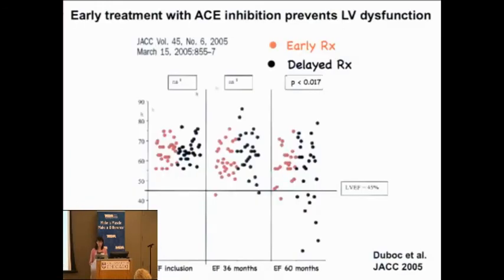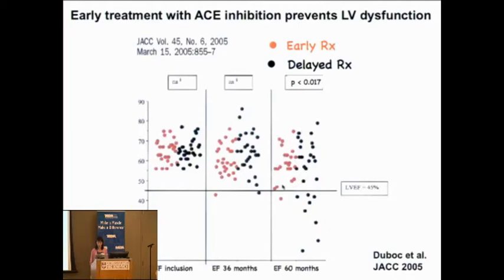So if we just look, this is at the beginning, everybody's up above this 45% line in terms of function. And the people who got perindopril early are marked here in orange, and the people who got it later are marked here in black. So if we look after the 5 years of the study, here's the people in orange who got the early therapy.